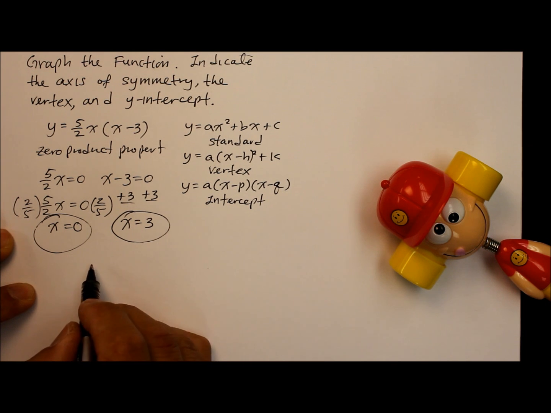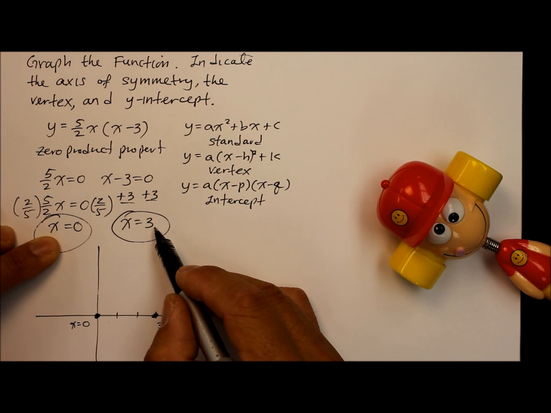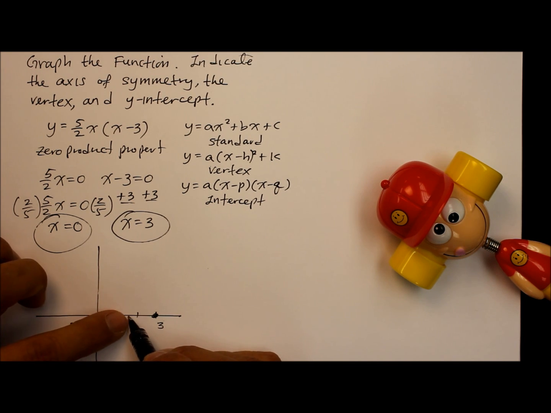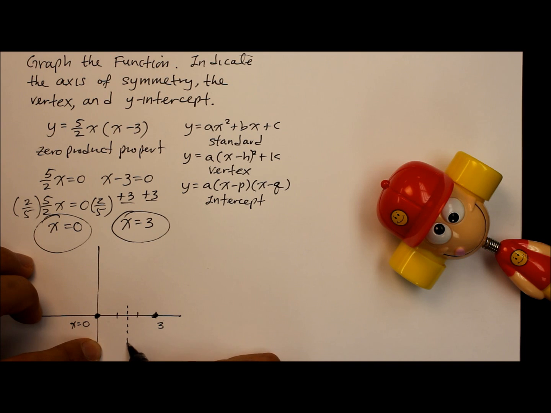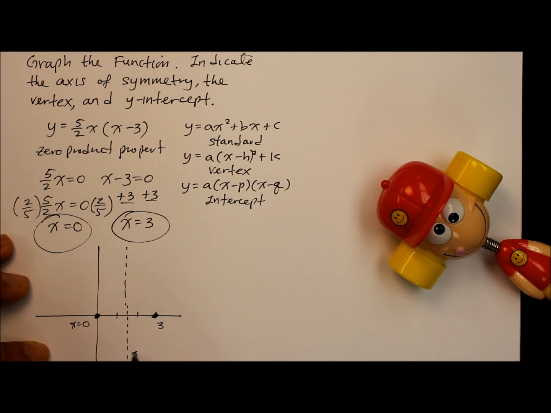So now when you graph, I don't have my ruler today, so I'm sorry. One of the intercepts, the solution, or the x-intercept is 0. And the other intercept is 3. 1, 2, 3. To find the axis of symmetry, you have to count in from the two roots. 1, 1, half, half. Right there. That's the axis of symmetry. So x is equal to 3 over 2, or 1 and 1/2.